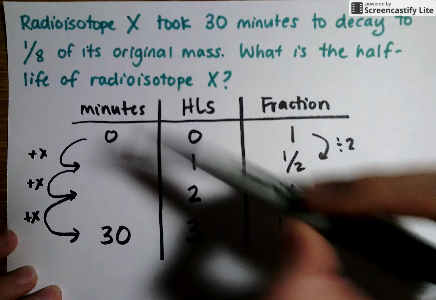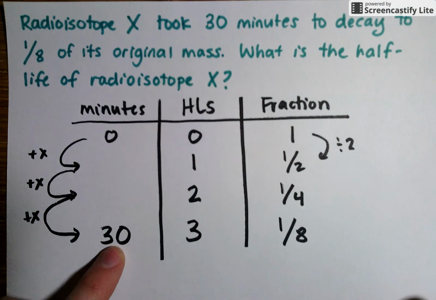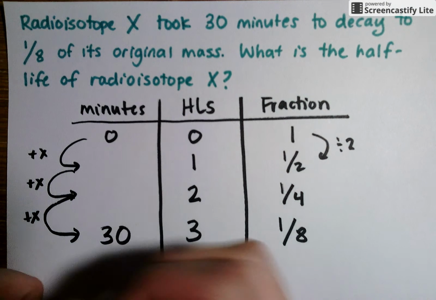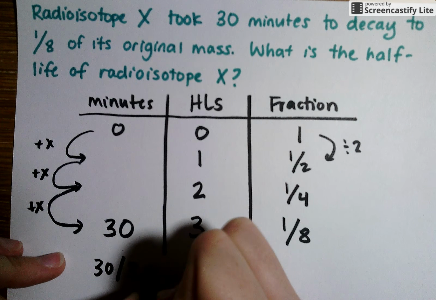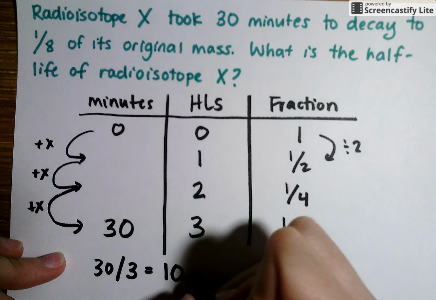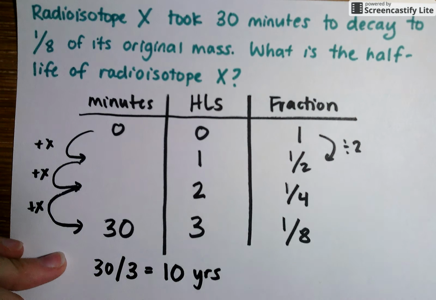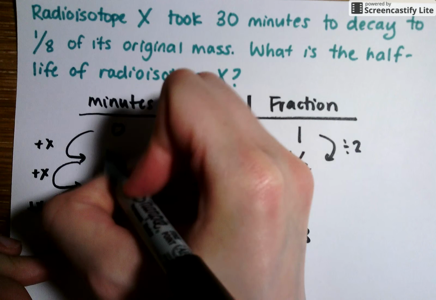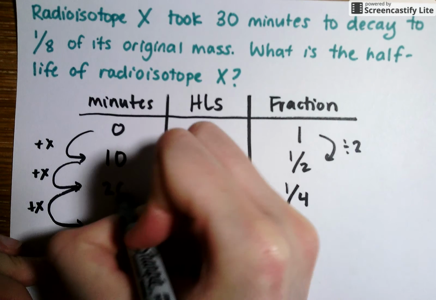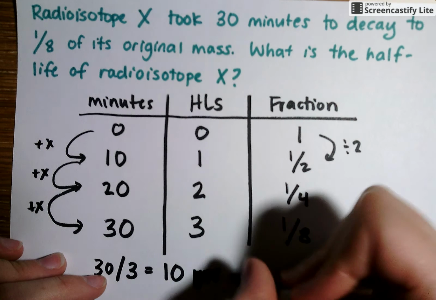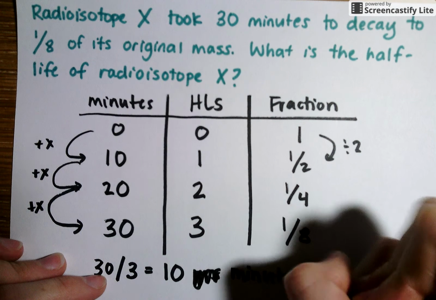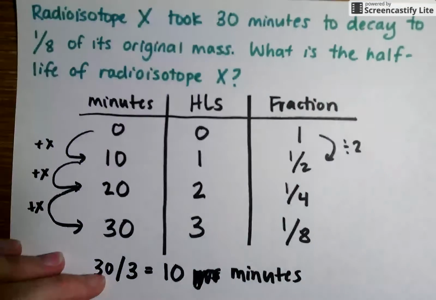So I know 3 half-lives went by, 3 half-lives was equal to 30 minutes. So all I need to do is divide that 30 up into 3 half-lives to get the length of 1 half-life. And that's going to be equal to 10 years. So if you really want to go in and fill in the table, you're going to notice that every single half-life is represented by, sorry, not 10 years, 10 minutes. We're dealing in minutes. My brain was still on the last problem, right? We're going to deal with 10 minutes for 1 half-life.